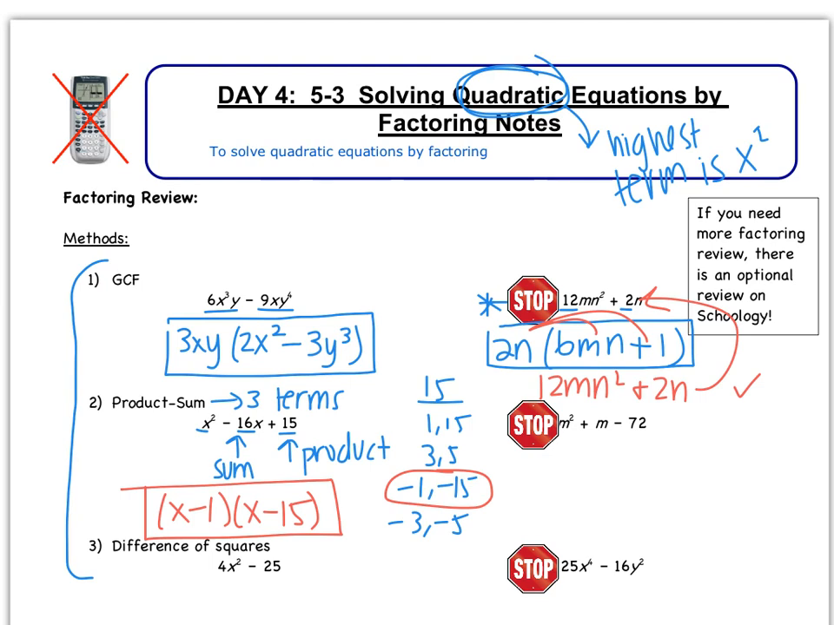So that's product sum. If we look at the next example, again, we are looking for two numbers whose product is negative 72, so that multiplies to negative 72, and whose sum, in this case, is 1. So pause the video right now, come up with the two numbers that multiply to negative 72, but add to 1.